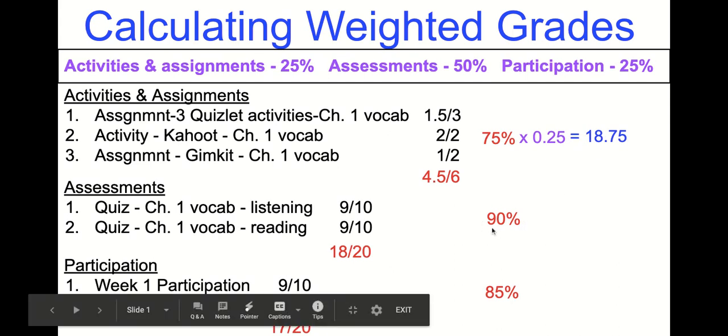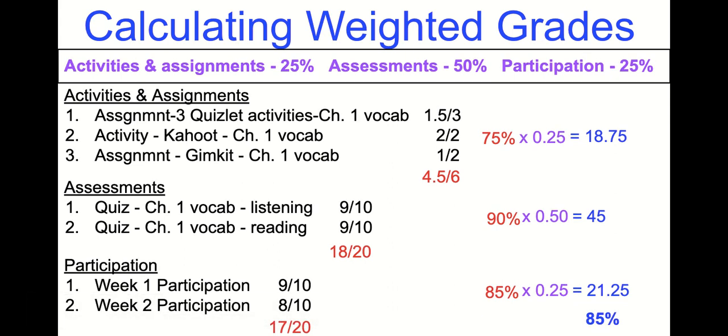We're going to do the same thing here with assessments. We take 90%, multiply it by 0.5 for assessments, 50%, and the result we get is 45. And last but not least, for participation, we take that 85% average, multiply it by the weight of 0.25, and we get 21.25. Our final step to calculate Jacques' overall grade is to add these three numbers together. When we do that, we wind up with an 85%. So Jacques' overall grade in the class right now would be an 85%.